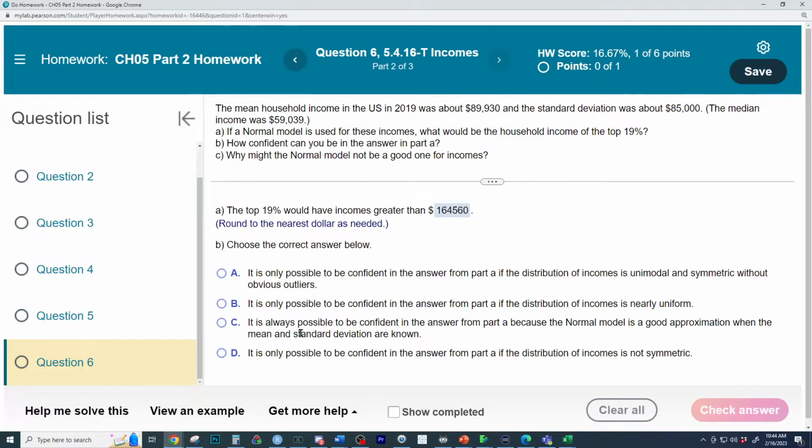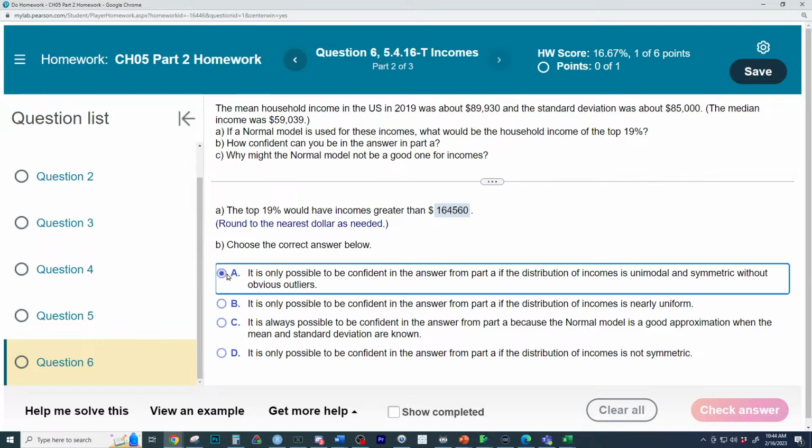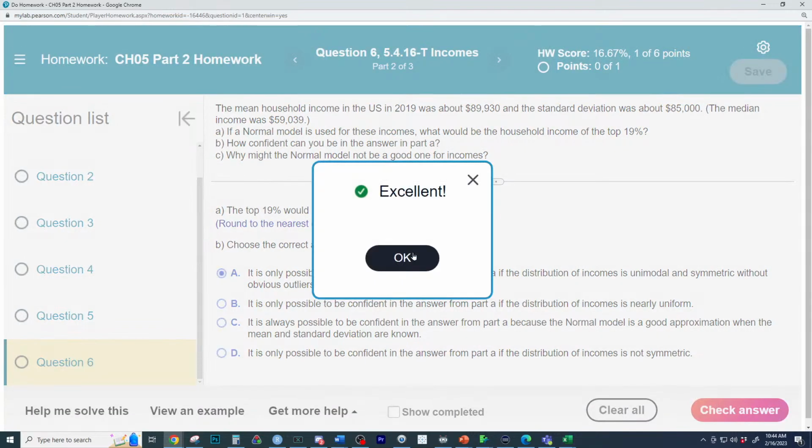Good deal. So it's possible, and we need to see right here, choose the correct answer. It's only possible to be confident in the answer for part A. Nope. It's only possible to be confident in the answer for part A if the distribution is normal. Where does it say normal? Is unimodal, here we go. It's only possible to be confident in the answer in part A if the distribution of incomes is unimodal symmetric without obvious outliers. That means normal.